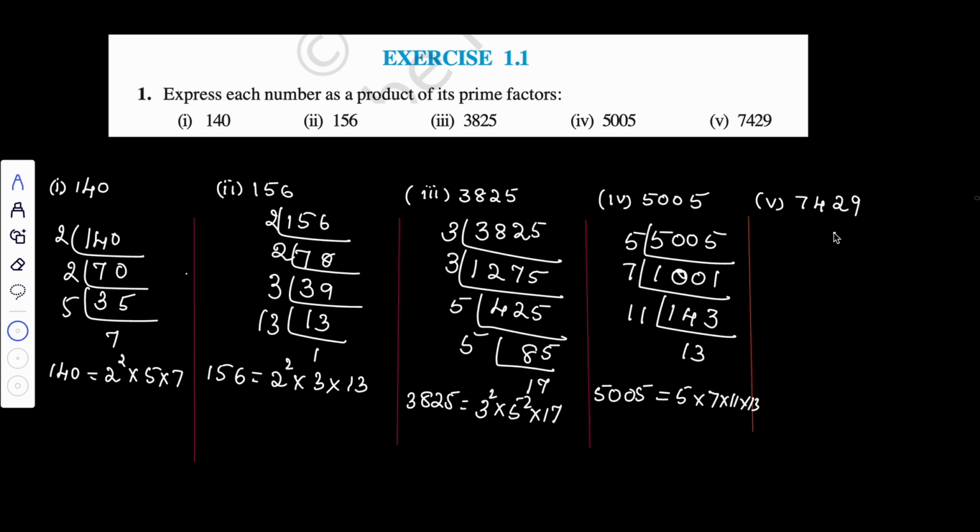Next one is given here 7429. We can divide this number by 17. We are getting 437 times here. Again we can divide this number by 19. It goes 23 times. So 7429 is equal to 17 into 19 into 23.